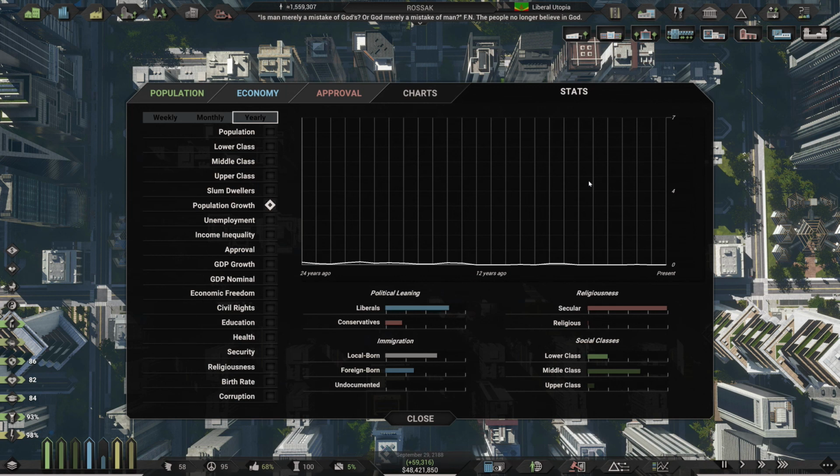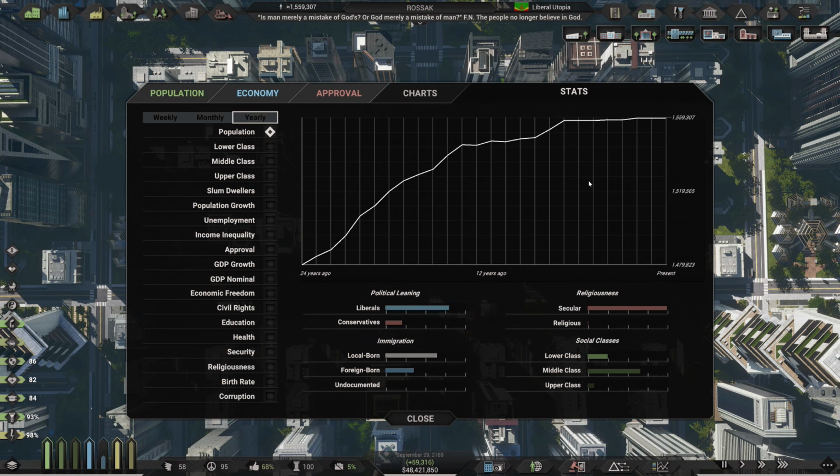Population growth. Let's see. Let's look at the approval. It's been pretty much a straight line, it looks like. Economic freedom, that looks kind of straight line too. So you've got all these different graphs, okay? Let's go back to the population one for now.